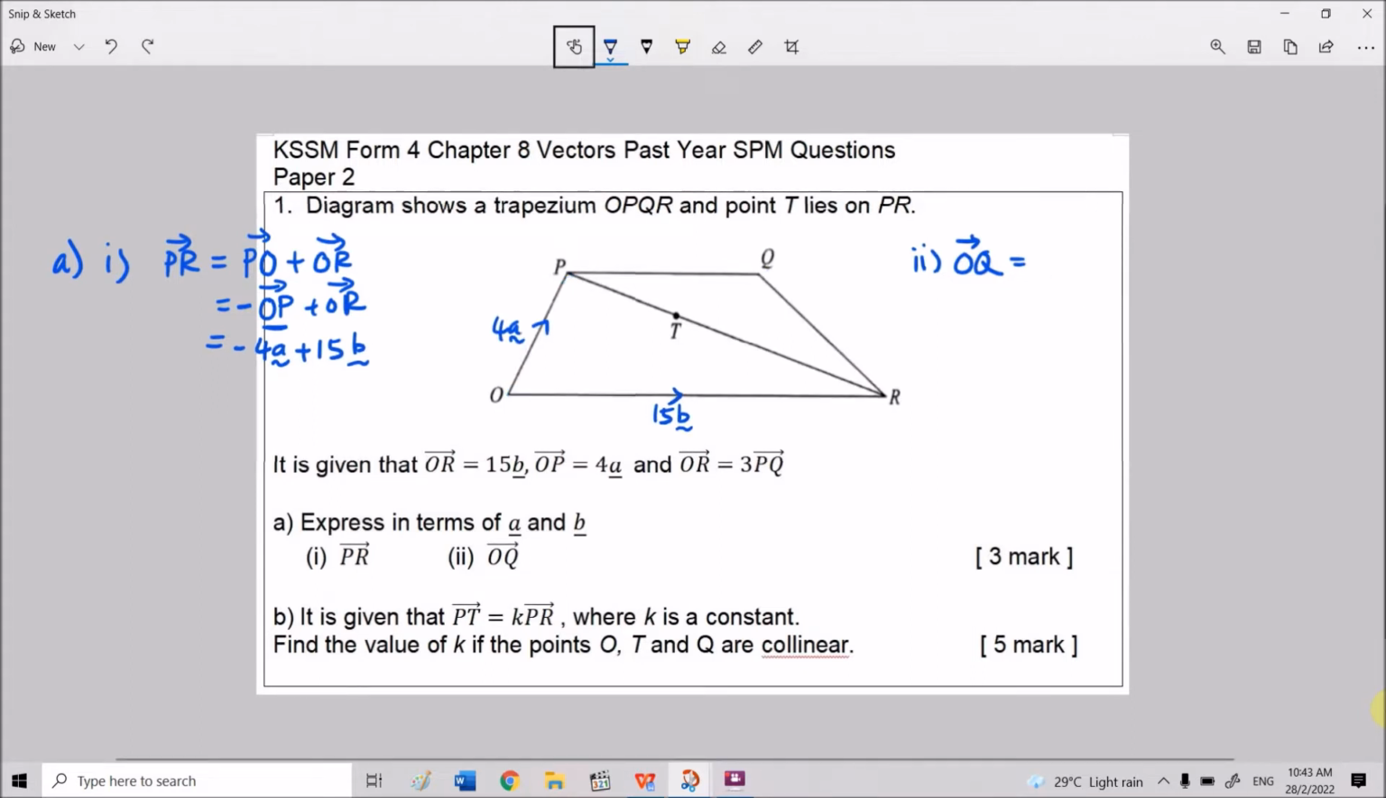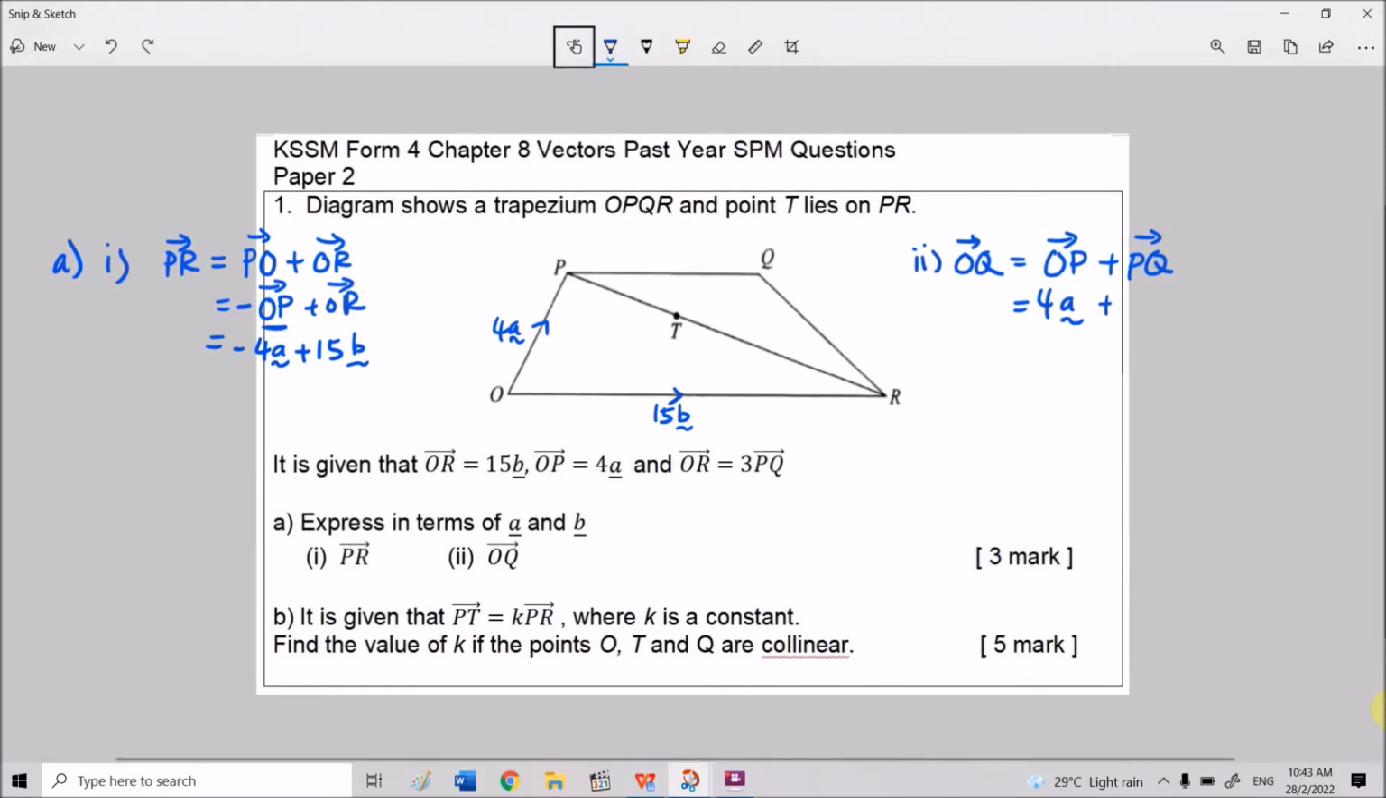So OQ equals vector OP plus vector PQ. So we already know vector OP equals 4 vector A, no problem here. So now comes the problem, vector PQ. Since we don't have the information for this, we need to get it. I think it's quite obvious that we have to use this.